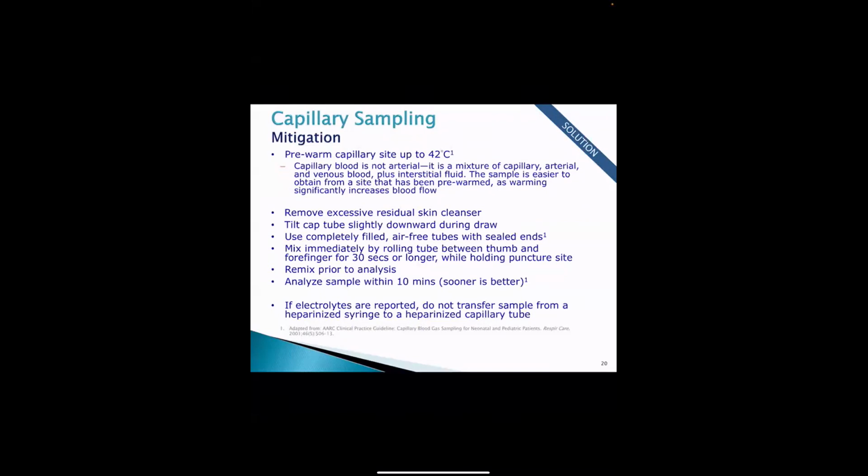Angle the tube slightly downward while drawing the sample, as this will help filling with no airspace. Then cap both ends of the tube. Be sure to remix before analysis.